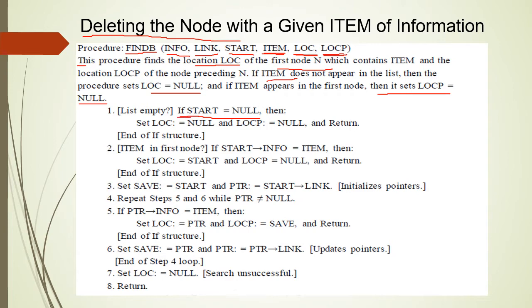How can I check whether the linked list is empty or not? If start is equal to null, since start is always pointing to the first node of a linked list, then there is no node in the memory, there is no linked list in the memory. Therefore, set LOC equal to null and LOCP equal to null, then return. There is no question of deleting a node.